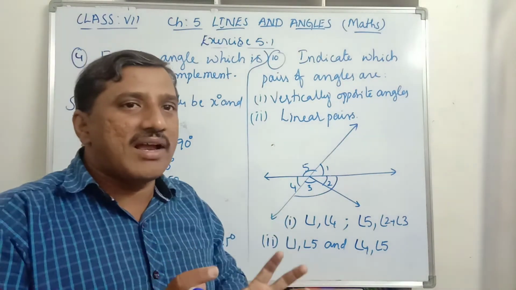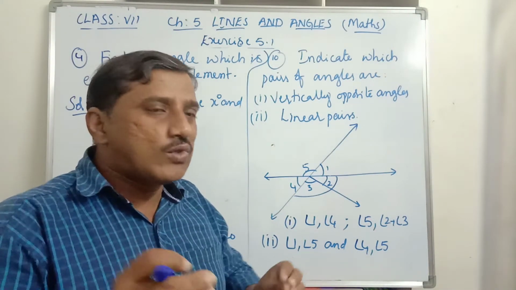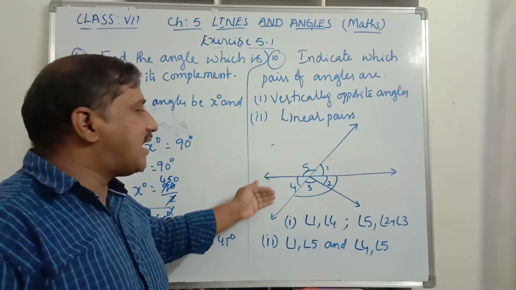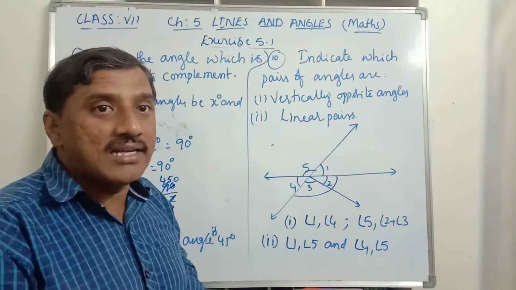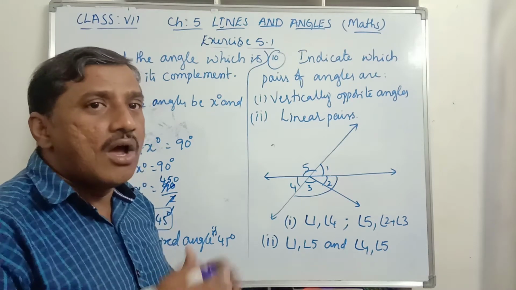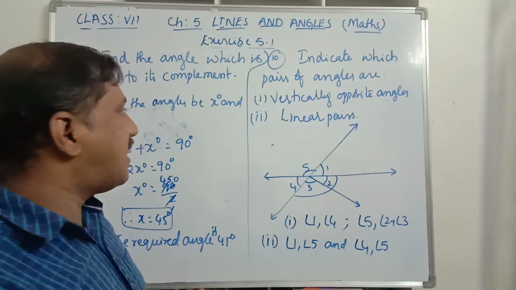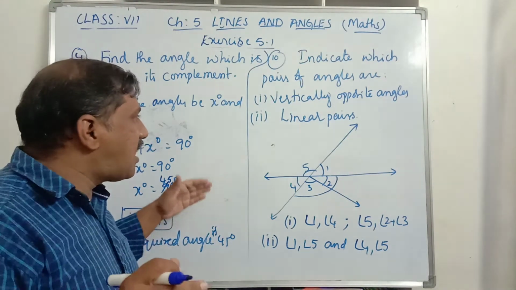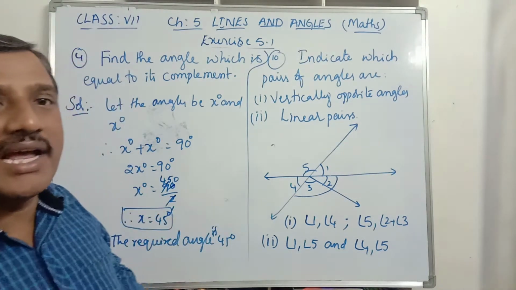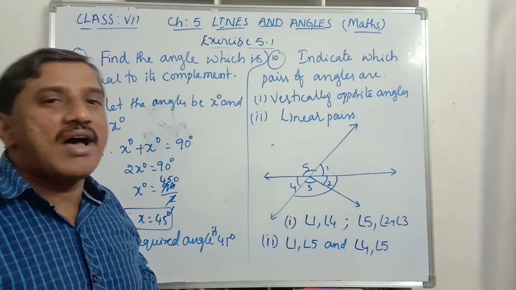What are linear pair of angles? A pair of angles whose measure is equal to 180 degrees and they should lie on the same line. That is, a pair of adjacent angles whose sum is equal to 180 degrees are known as linear pair of angles. Are you able to understand how to identify the vertically opposite angles and linear pair of angles?